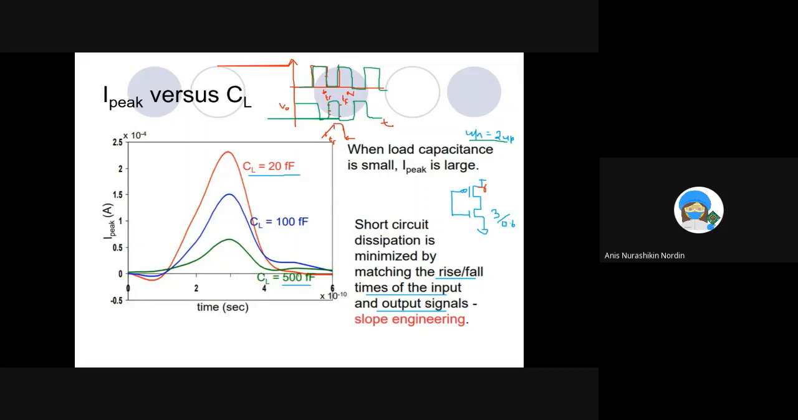So if you want matching rise time, that means TR equals TF. This is where you scale the transistors. Okay? Any question? Everybody okay?